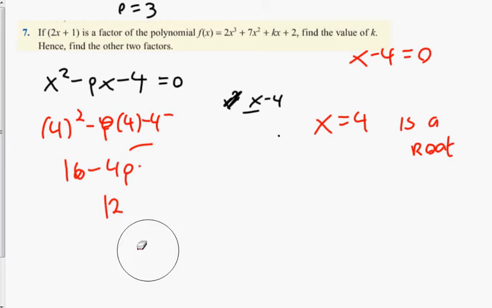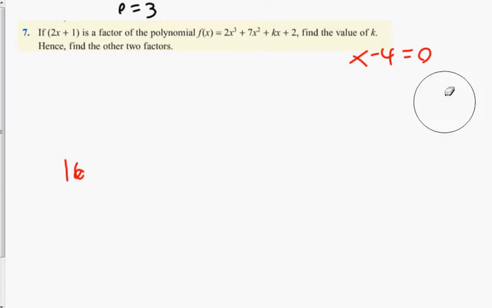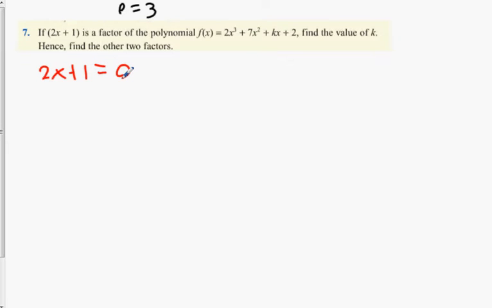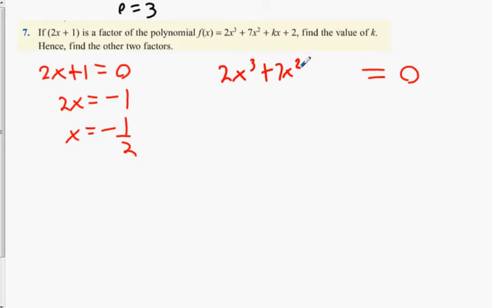Okay, so in questions like this one here, where you're given a factor and you're asked to find the value of k, here's what you're going to do. The first thing you're going to do is say 2x plus 1 equals 0. This means that 2x would equal minus 1, and x equals minus a half. Minus a half is a root of this equation. Does that equal 0? We'll pause it here.